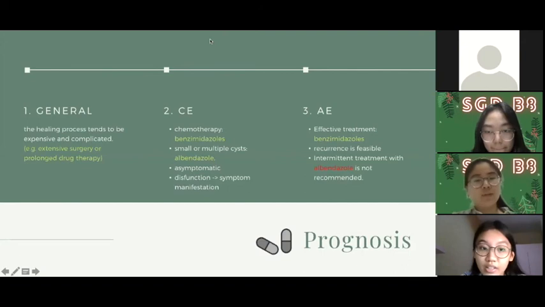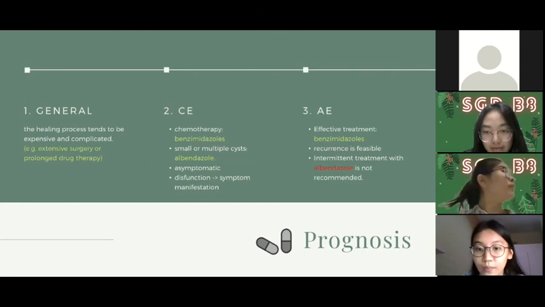For some patients, chemotherapy with benzimidazole is a preferred treatment. Patients with small cysts or multiple cysts in several organs are often treated successfully with albendazole. Effective treatment involves benzimidazole administered continuously for a minimum of 2 years and patient monitoring for 10 years or more since recurrence is feasible. Furthermore, intermittent treatment with albendazole is not recommended.